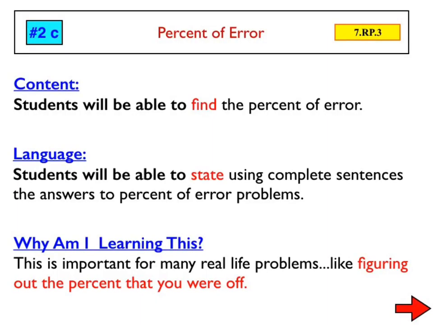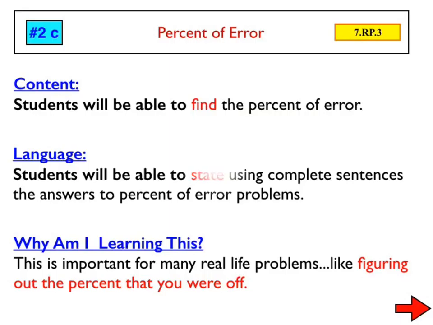Lesson 2C is percent of error. It's really similar to what we learned yesterday, but it's different. So just be really careful in reading the directions in the word problems, what it's asking you to find. So we're finding percent of error. Yesterday was percent of change, how much it changed between two numbers. Today is percent of error, so how much you are off by.